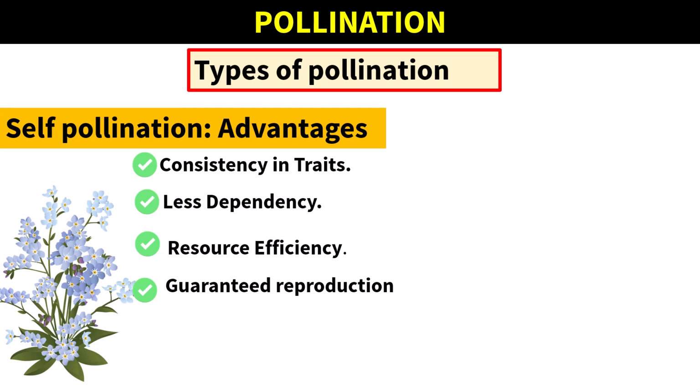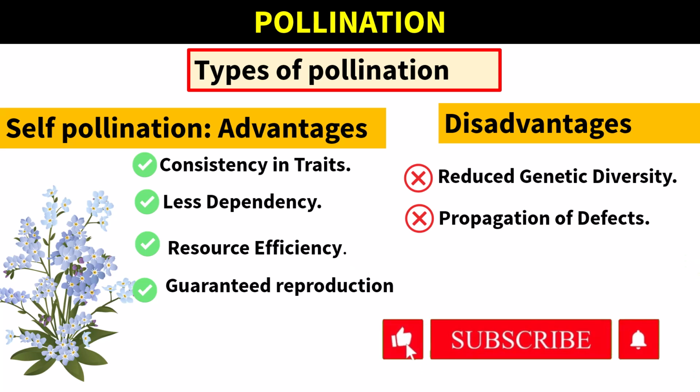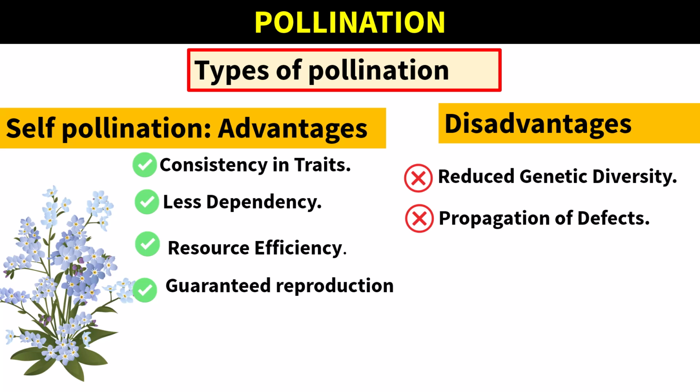Disadvantages. Reduced genetic diversity. It limits genetic variation, which can make the species more susceptible to diseases and environmental changes. Propagation of defects. Harmful mutations or undesirable traits are more likely to be passed on to the offspring. Adaptation limitations. Less ability to adapt to changing environmental conditions due to the lack of genetic variation.